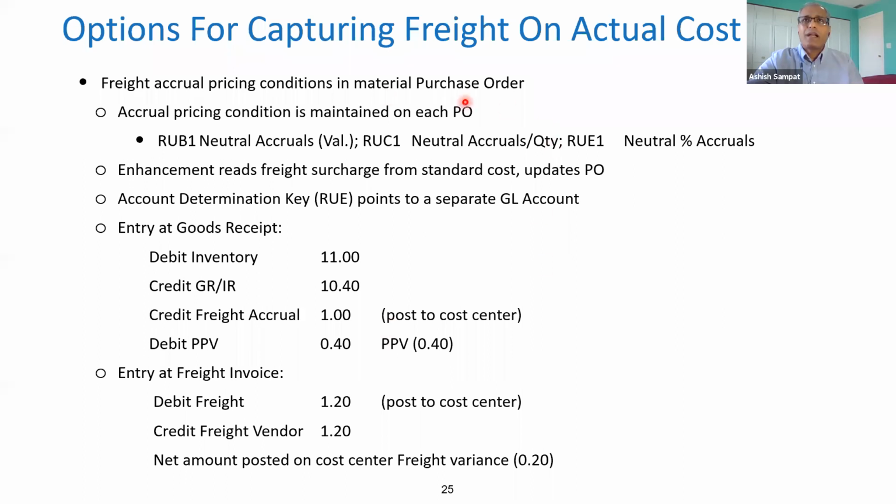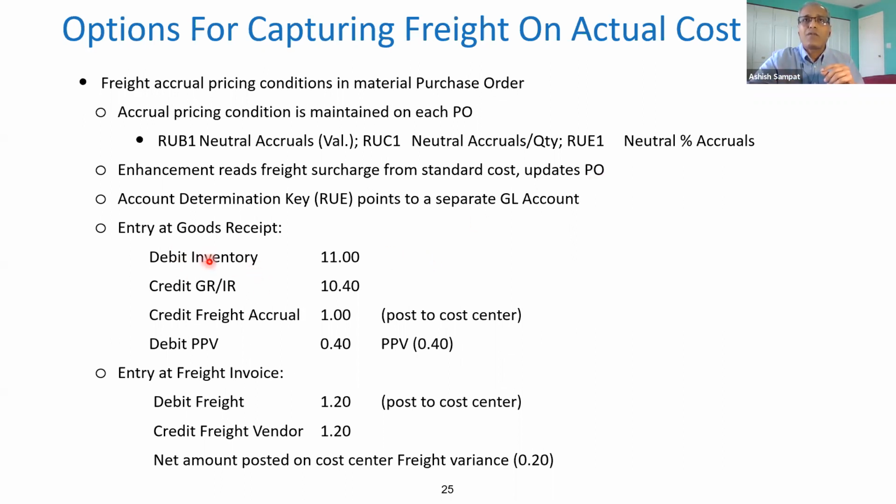Where I have seen some clients benefit is this accrual pricing condition. As you know, there are three accrual conditions: RUB1, the accrual amount or accrual based on quantity; RUC1 and RUE1, accrual based on percentages. They are all pointed to an account determination key, RUE. So what this enhancement will do is read the surcharge from standard costs. So again, it's very important that you classify your base price and freight separately. So you say freight is allocated to this specific overhead account through costing sheet or through additive cost, and that account is used to read the standard cost for the surcharge.